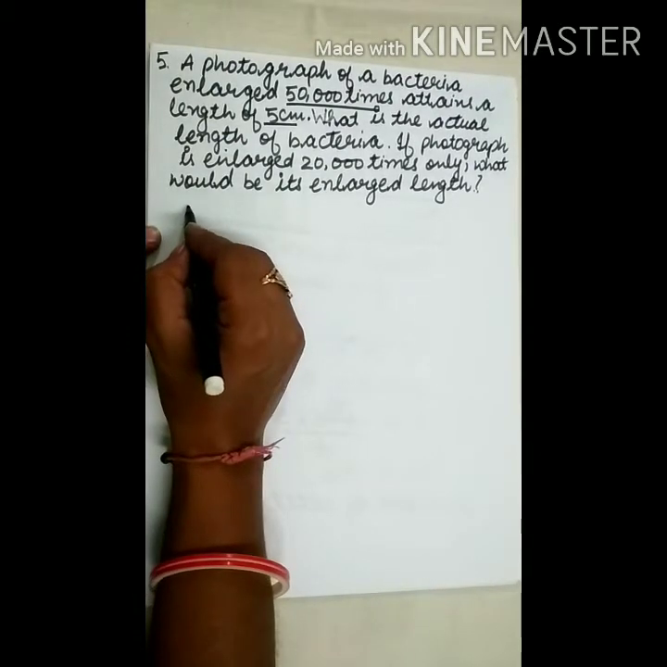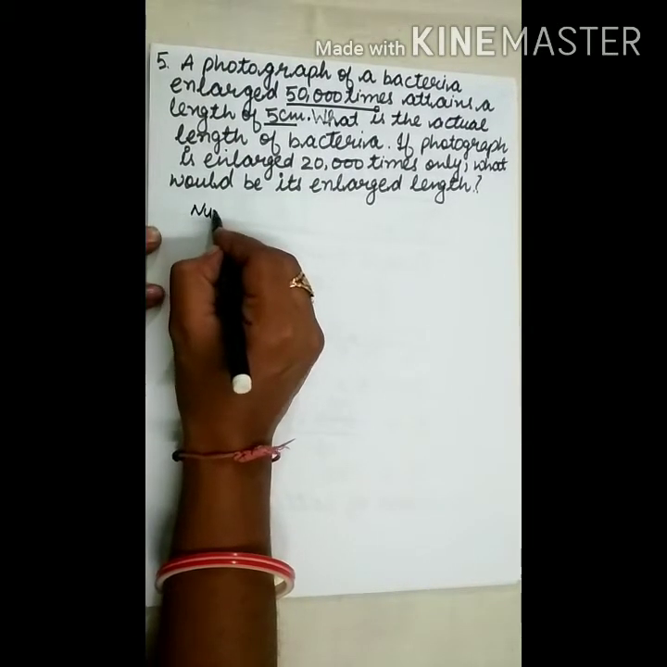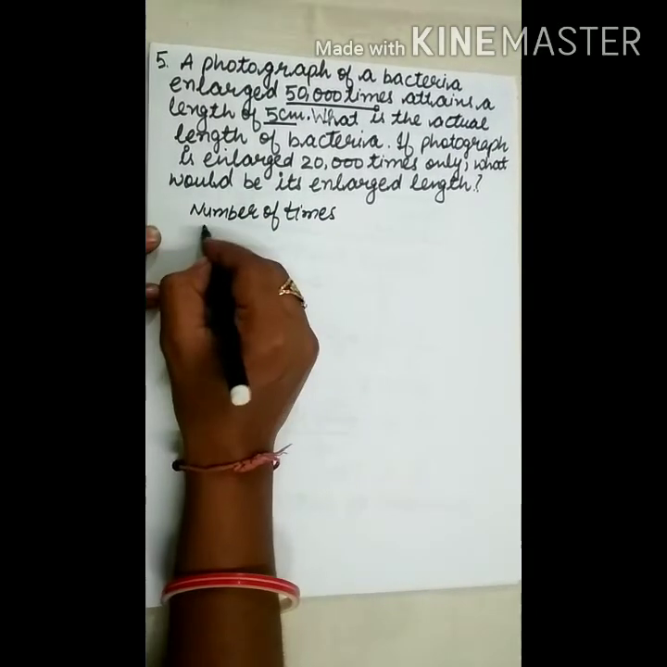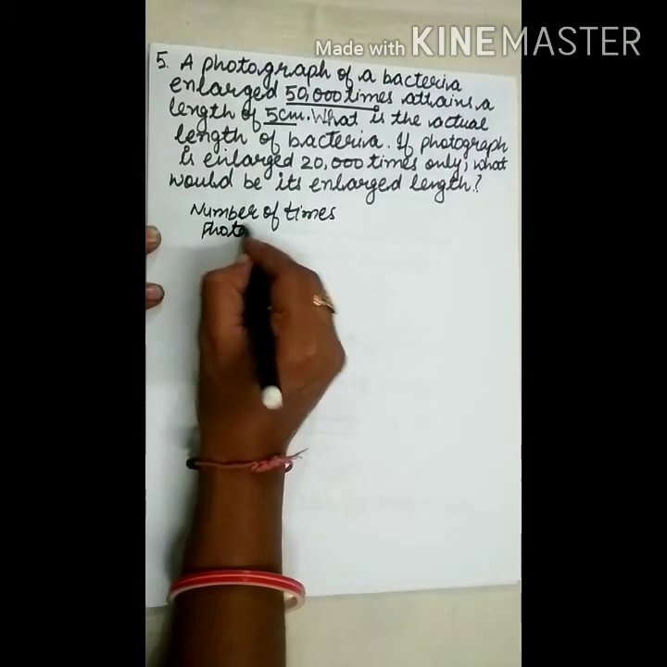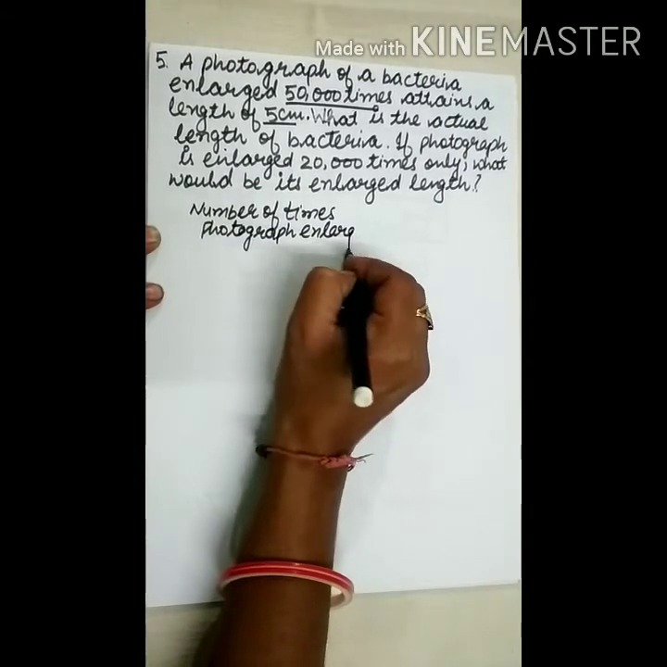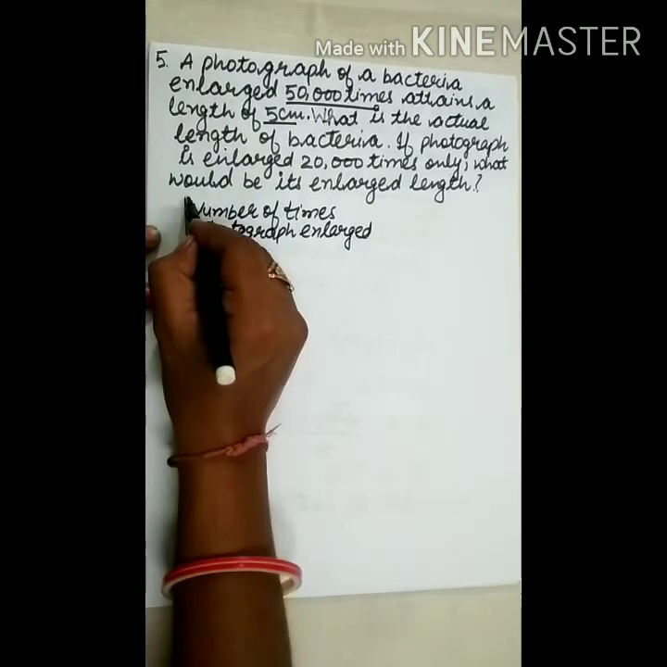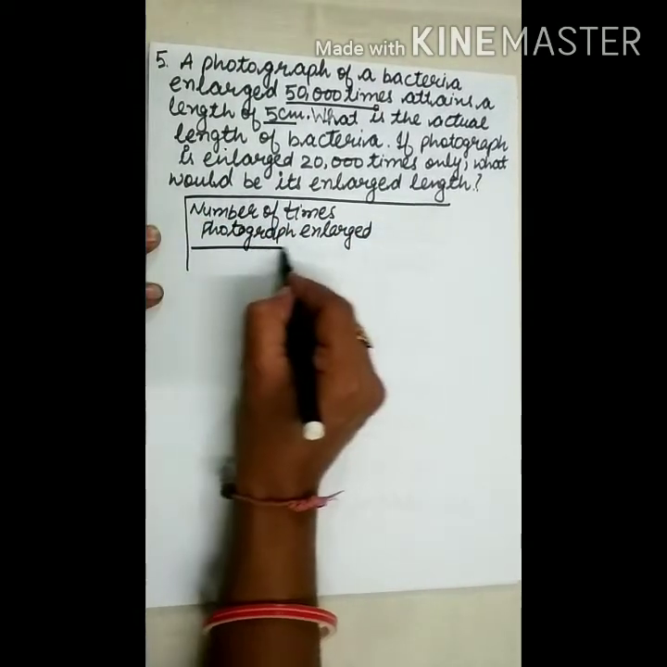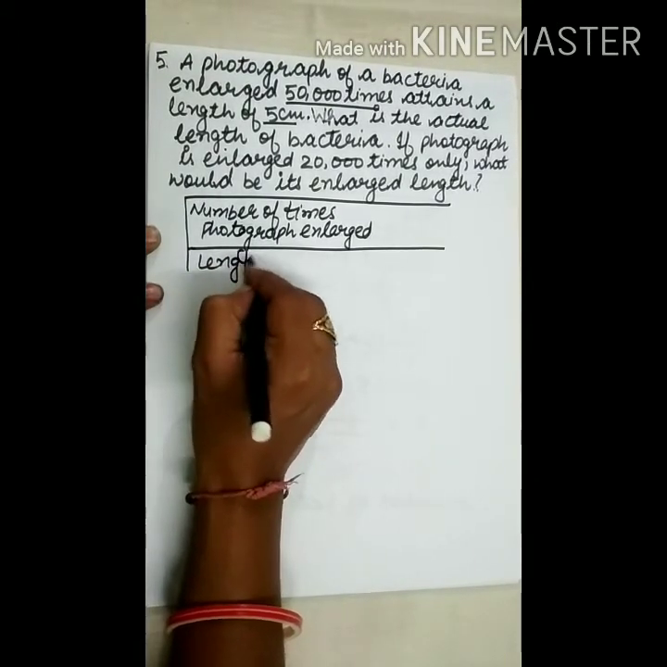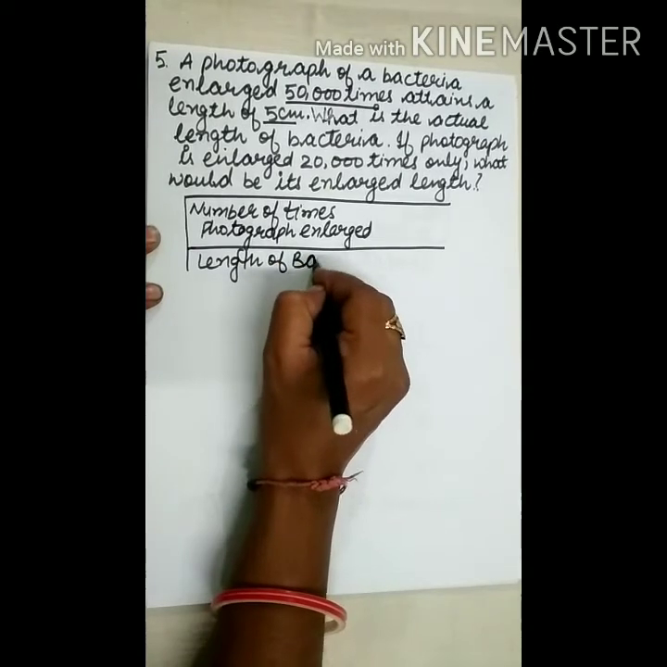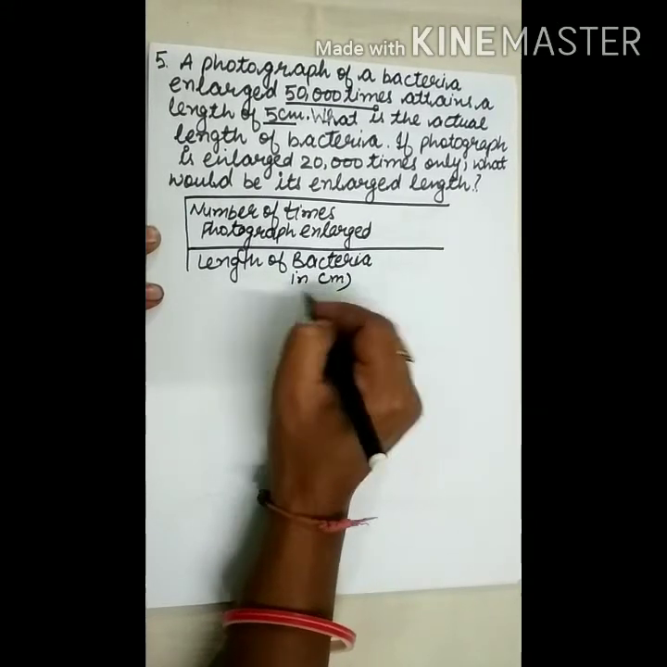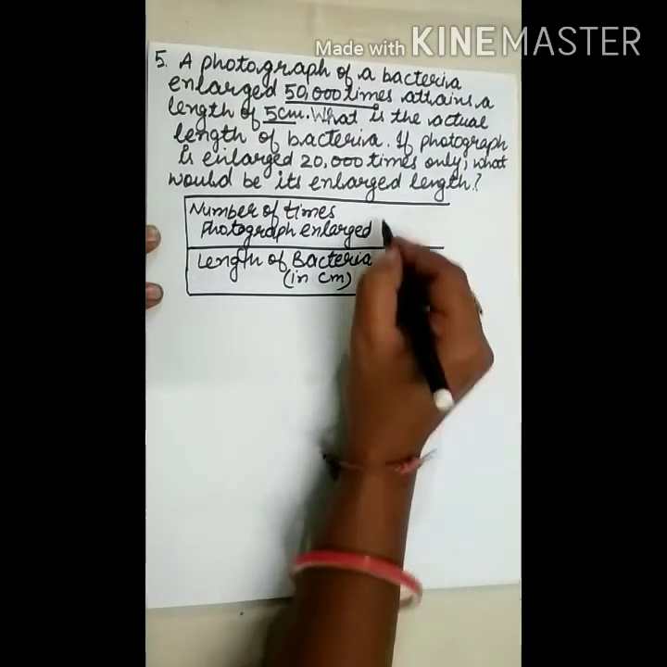So firstly here I will write number of times photograph enlarged. Again we will make the table. Always we will make the table. Next one is length of bacteria. It is given in centimeters. Now write down the values.